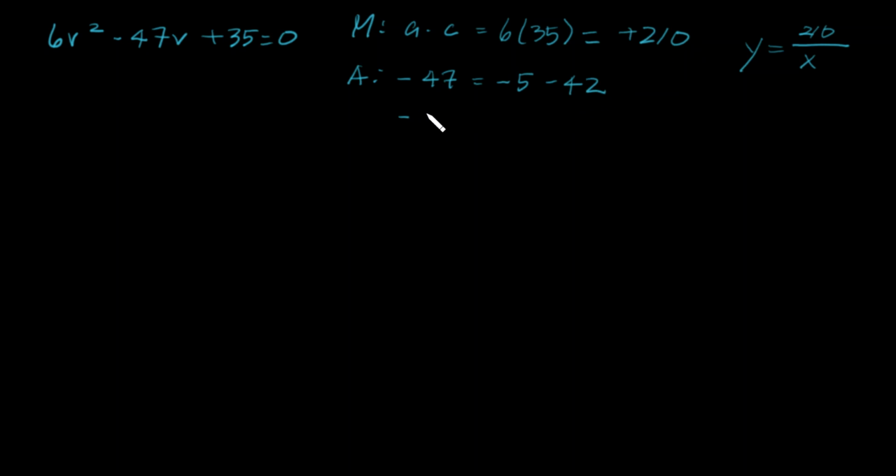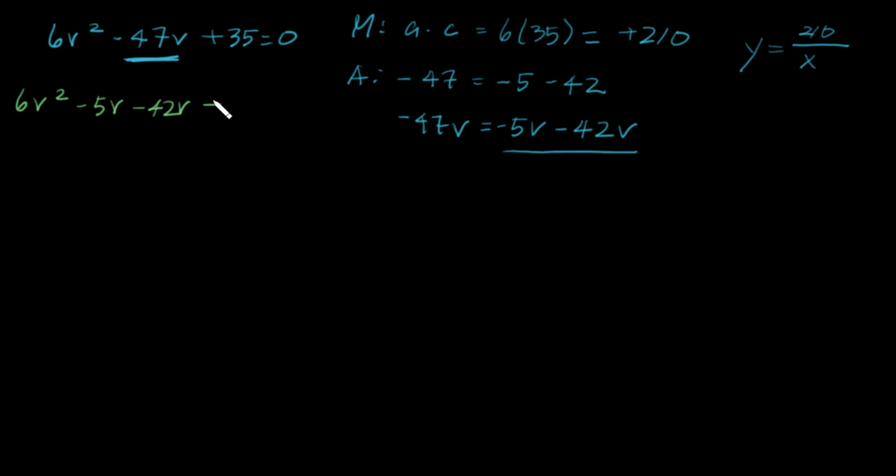Okay, let's go ahead and rewrite this. Negative 47V, negative 5V minus 42V. Let's go ahead and replace those two middle terms that's broken apart. Replace negative 47 with the two terms. So you end up with 6V squared minus 5V minus 42V plus 35 equals 0.